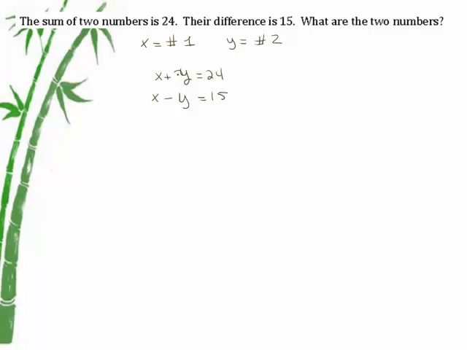Now this one, I have a positive and a negative y, so I can just use elimination addition. And I'll get that 2x is equal to 39.